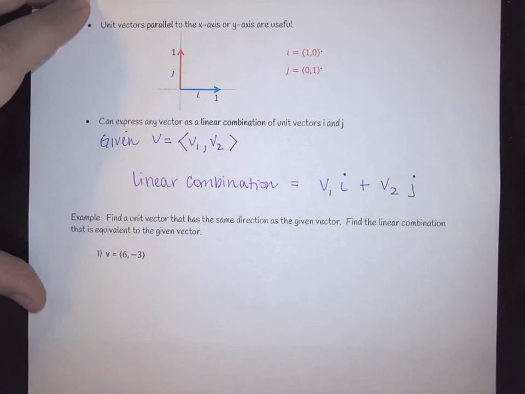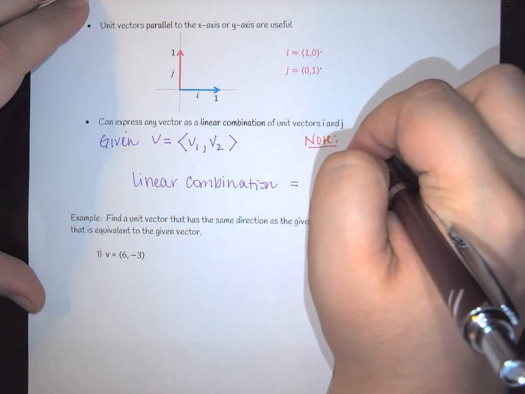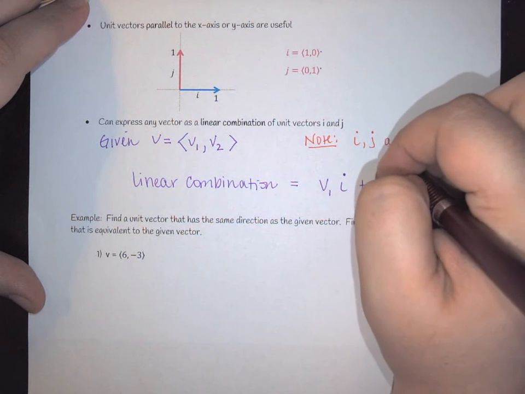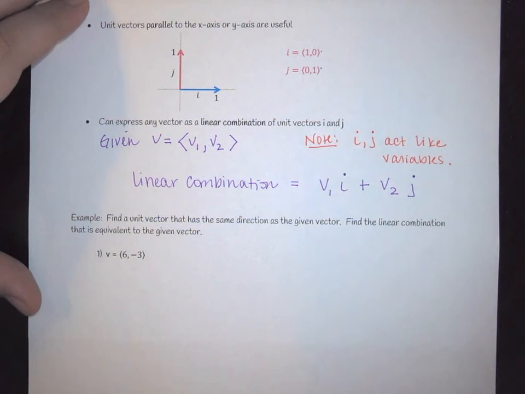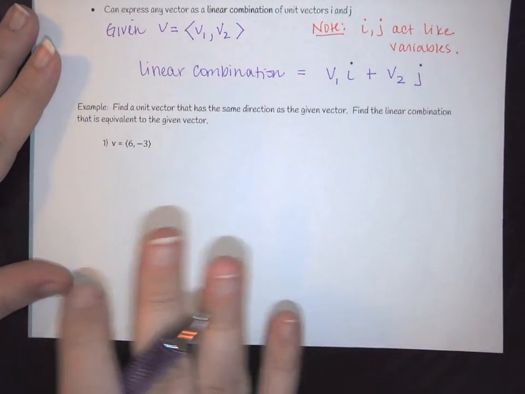Now what's important to note here is that i and j act like variables. So kind of like back in linear algebra, we might say 3x plus 4y, where x and y were our variables. i and j kind of have that same idea, where they get attached along to the component values, but we don't actually plug values into them necessarily, or at least not as of yet. And so what I want to look at just real quick is an example.